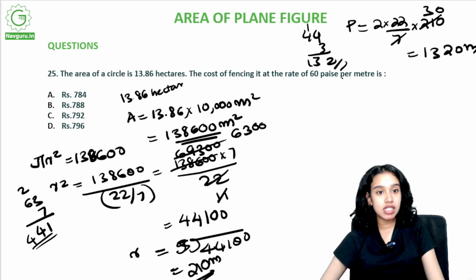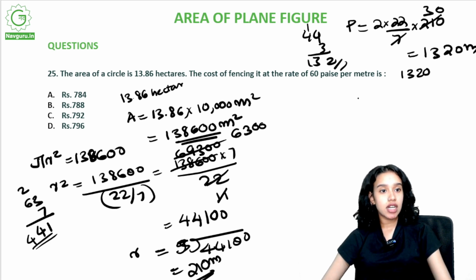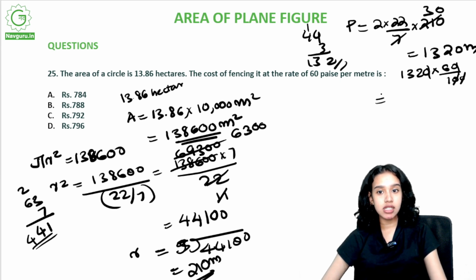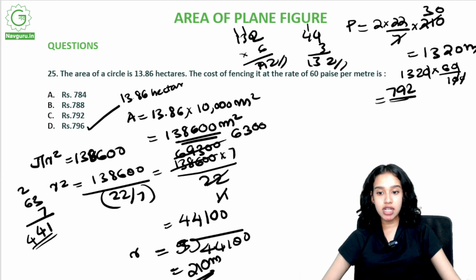So 60 paise is per meter. So 1320 meters need to be fenced, and we have 60 paise per meter. So this would be, 100 paise is 1 rupee. So 60 by 100. So this and this would be cancelled, and this would be cancelled. And 132 into 6. 6 2s are 12, 6 3s are 18 and 19, 6 1s are 6 and 7. The answer would be 792 rupees.